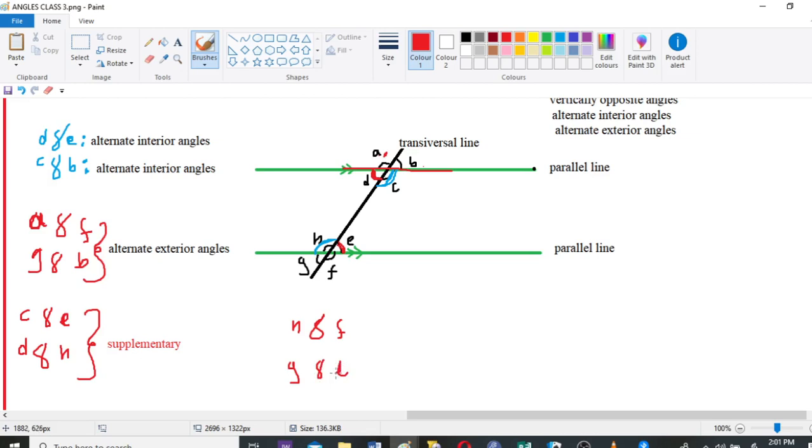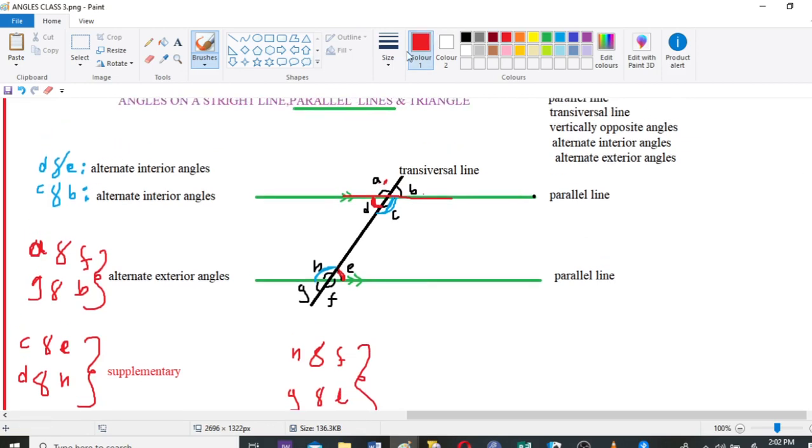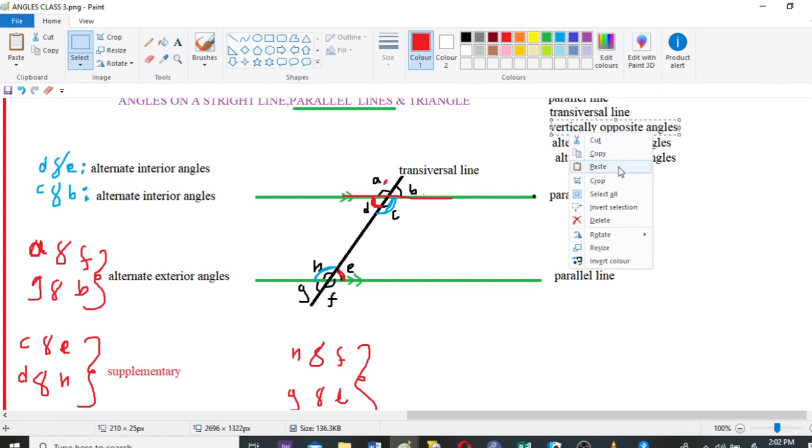What type of angles are these? Okay, so these angles are said to be vertically opposite angles, and they are equal. Okay, so if H is 50, F is also going to be 50. They are vertically opposite angles.